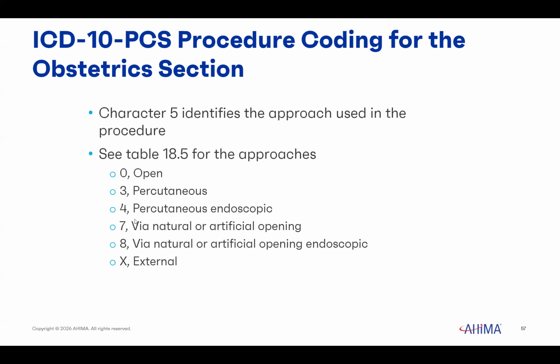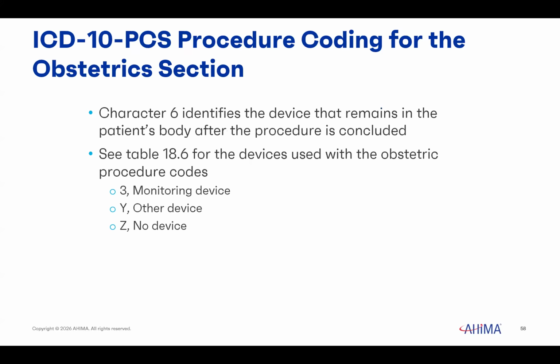Now we're going to take a look at 18.6 for the devices. And again, this identifies if anything remains in the body after the procedure, right? So it can either be no device, which is character Z. It could be a monitoring device, which is character 3, or it could be Y for another device. All these are summarized in table 18.6 in your text, and they're also in the PCS code books. This is usually a little bit simpler than the other characters, but again, you have to check the table every time, right?